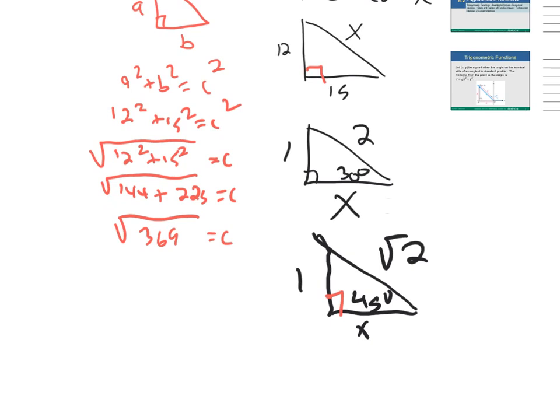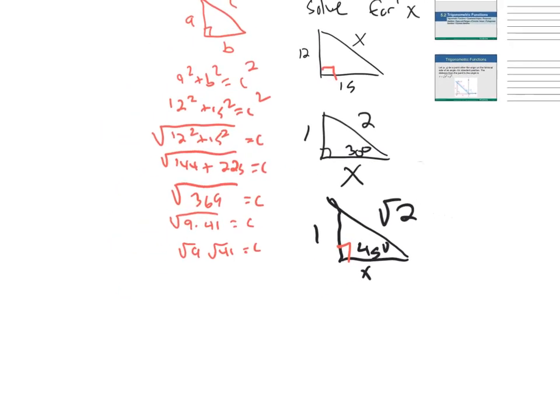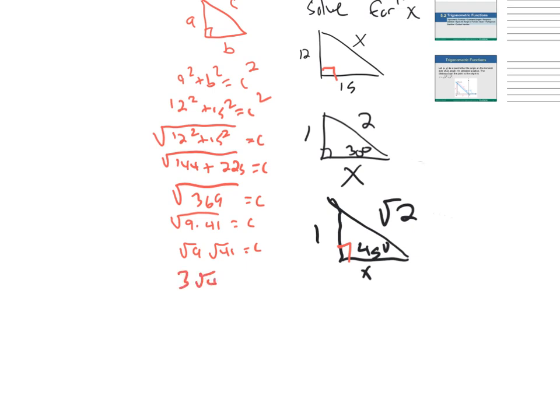Is 369 a perfect square? No, it's not. Can anything go in it? Can 4 go in it? It's 3 and 1, so 4 can't go in it. Can 9 go in it? Yes, 9 goes into 369 41 times. So this is actually the square root of 9 times 41, which is the square root of 9 times the square root of 41 equals C. The best answer, as a student just asked, would be 3 square roots of 41 equals C.